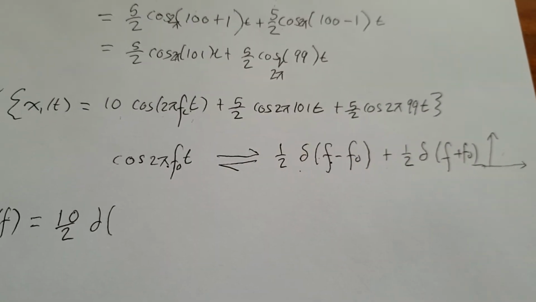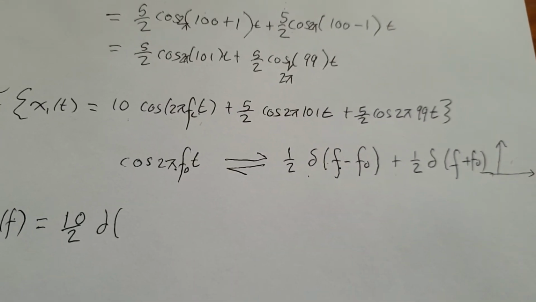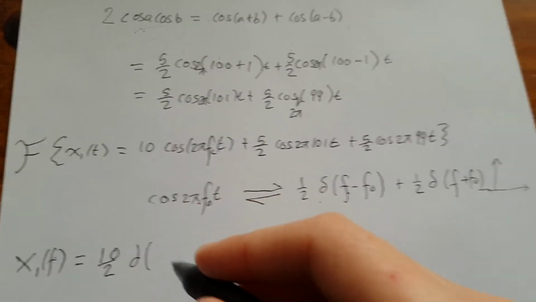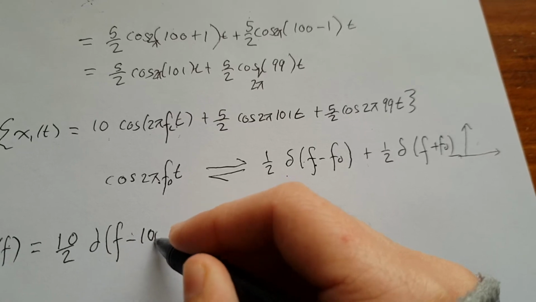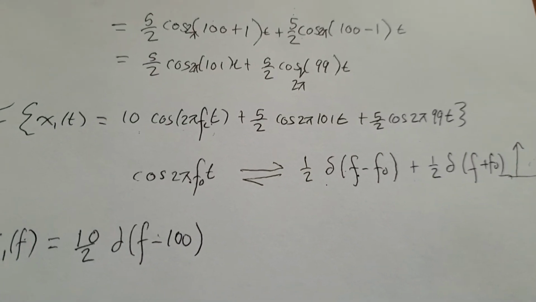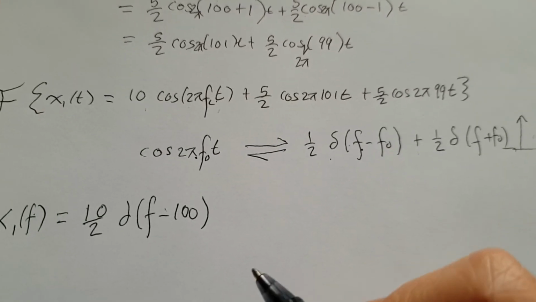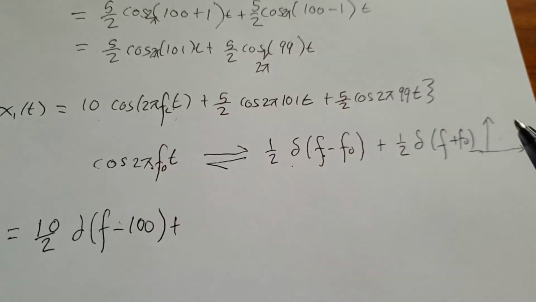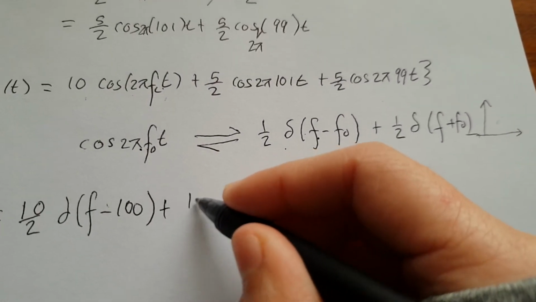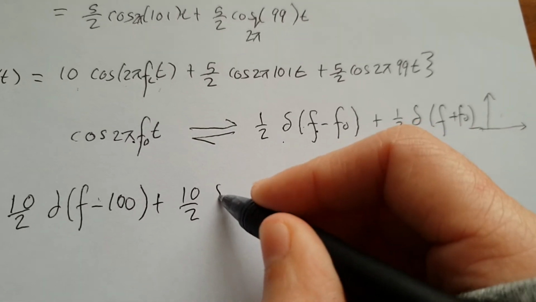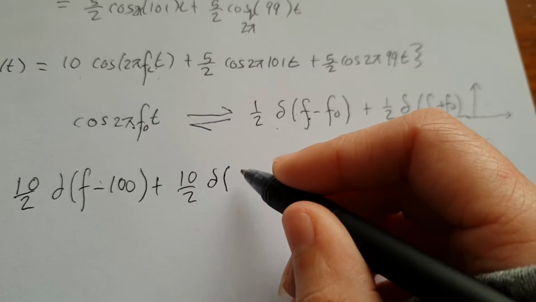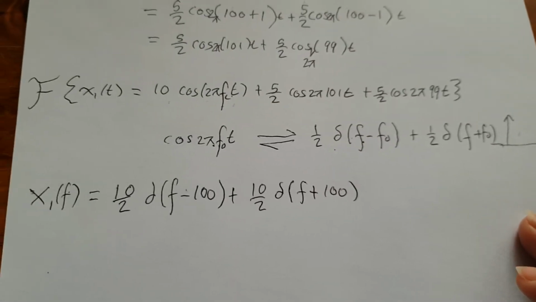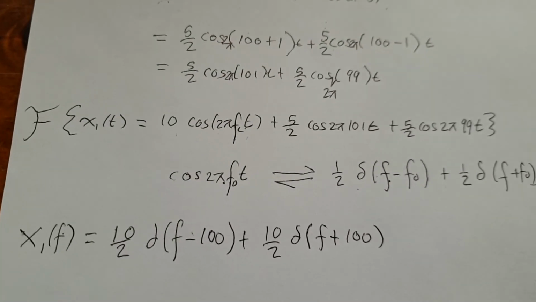f minus our F0, and our F0 in this case is our FC. Our FC is 100, so let's write it like that, minus 100. Don't forget it's in kilohertz, of course, just leaving it out for brevity. And now the second half of our 10 is also 10 divided by 2, delta of f plus 100, which is our FC. Okay, so now that's our first term done.